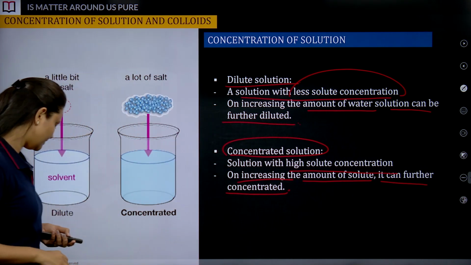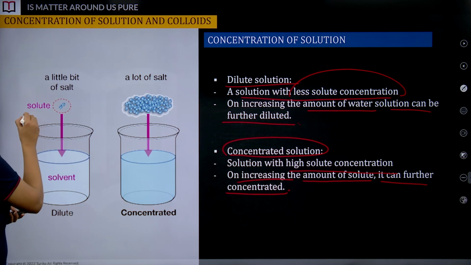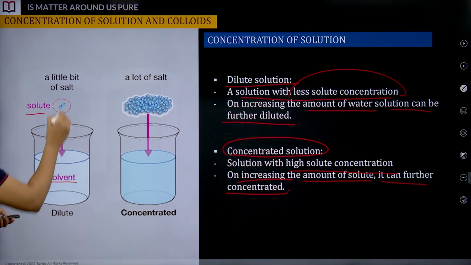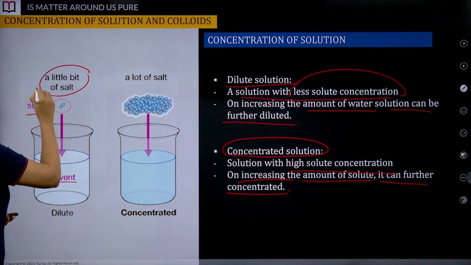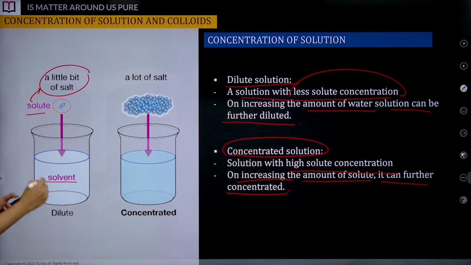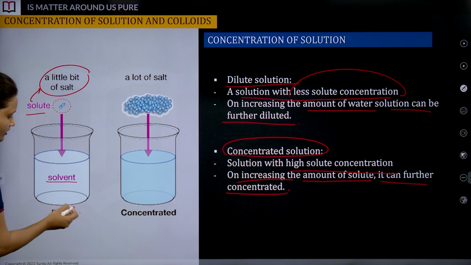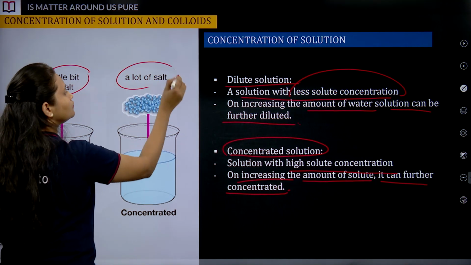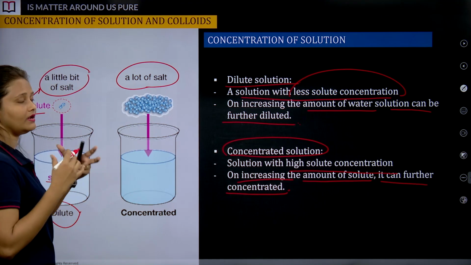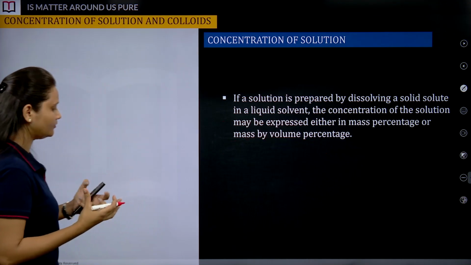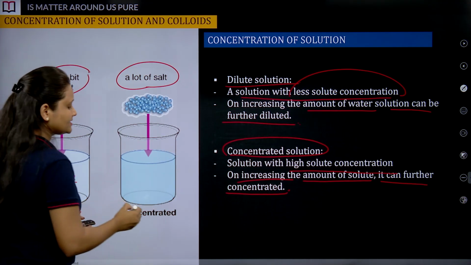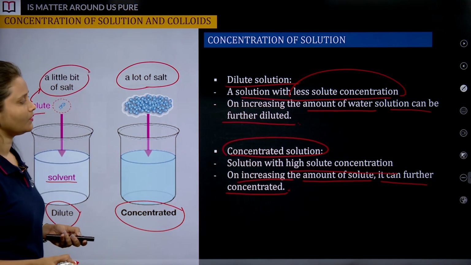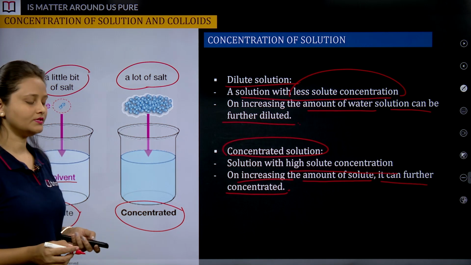Here is the picture of it. This is the solute, and this is the solvent which we have taken. The solute is salt here. A little bit of salt and more solvent gives you a dilute solution. But here we have taken too much salt, so we have increased the concentration of the solute. That is how we can say it is a concentrated type of solution. Quickly make a note of this, students.